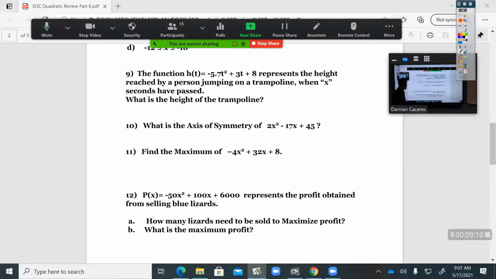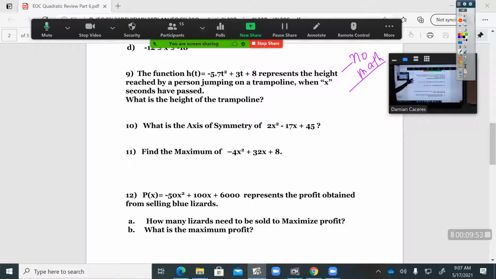Remember, this is an EOC review. Please pay close attention. So here, number 9. This is a question where you're not going to have to do any math. No math here. This is just a representation question. So, the function h of t equals negative 5.7t squared plus 3t plus 8 represents the height reached by a person jumping on a trampoline when x seconds have passed. What is the height of the trampoline?